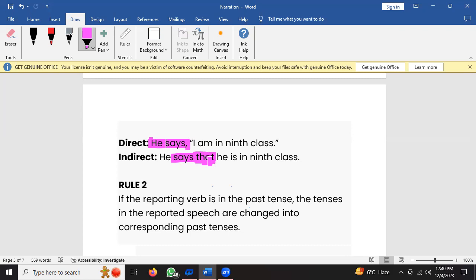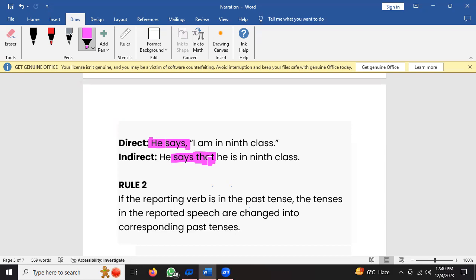Then we talked about indirect speech. There are four things to identify indirect speech. One is no usage of inverted commas, no use of comma, no capital letter inside the inverted commas, right? And that is used as a conjunction. Then we talked about rule number one. Rule number one says that if the reporting verb is in the present or future tense, there will be no change from the side of the reported speech.